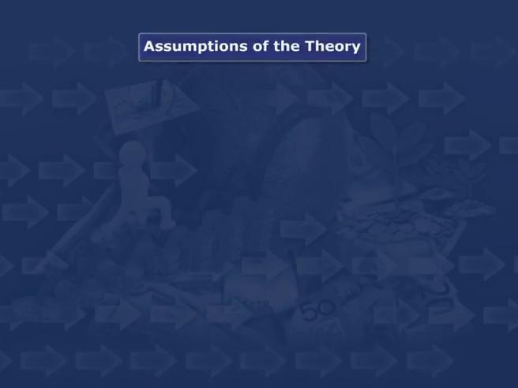Let's talk about the assumptions of the theory. The very first assumption of the theory is that it is a 2 by 2 model. That is, it is a 2 commodity, 2 nation model. We assume in this theory that there are 2 countries and 2 commodities, countries X and Y and commodities A and B.